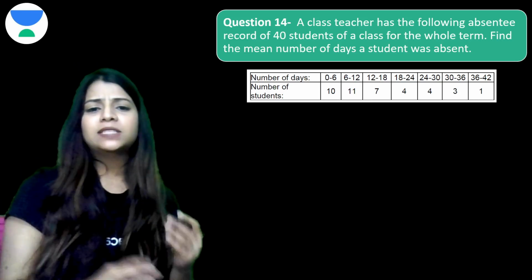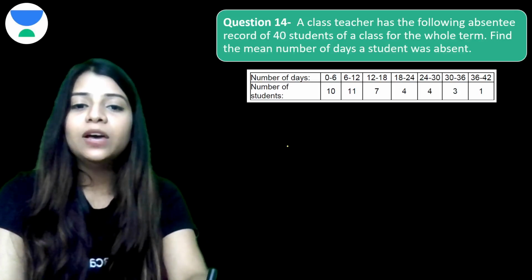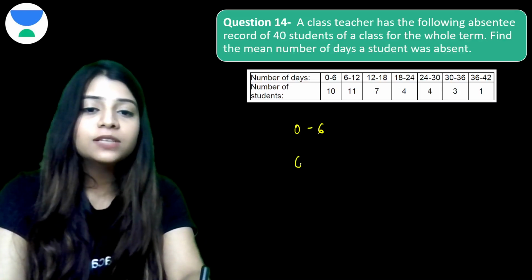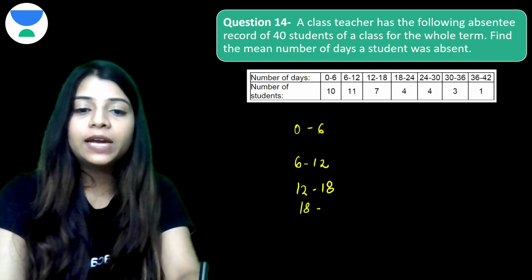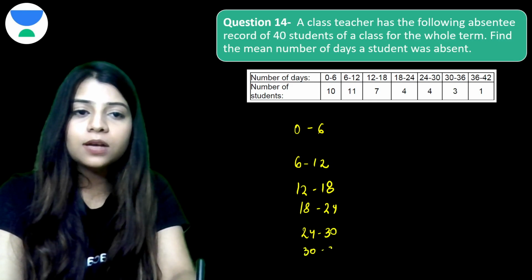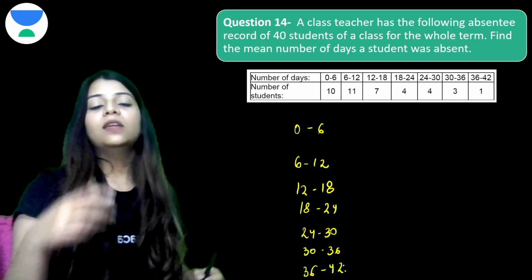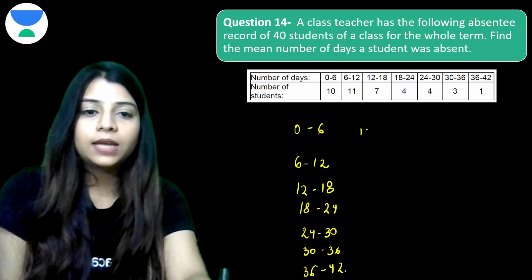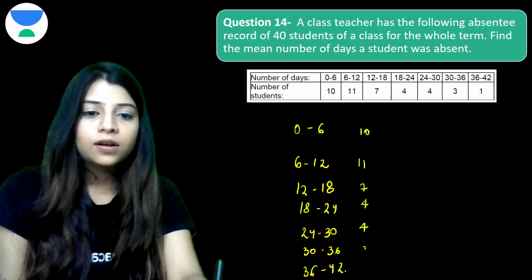Easily I can calculate by sigma fi xi upon sigma fi, but for that I have to make a table. So here it goes for your 0 to 6, your 6 to 12, your 12 to 18. Then you have to calculate for 18 to 24, 24 to 30, then 30 to 36, and then 36 to 42. And then the frequency of the following is 10, 11, 7, 4, 4, 3, 1.